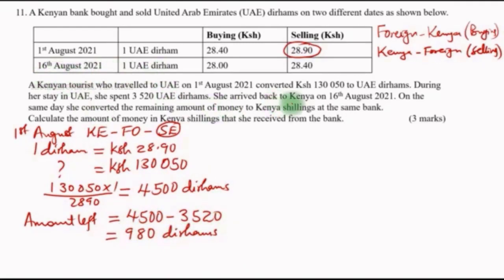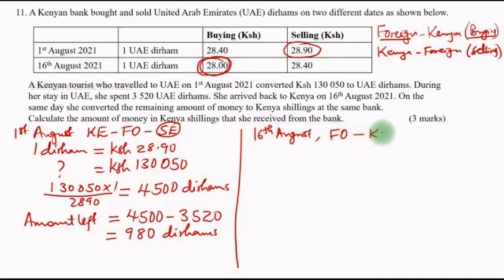Then on 16 August, she arrived back in Kenya, and once in Kenya, the tourist cannot use the dirham currency. She has to convert back to Kenyan currency, so from foreign to Kenyan currency. Therefore, in this case, the bank will buy the foreign currency and we use the buying column rate. So 1 dirham, in that case, is equivalent to 28 Kenyan shillings.